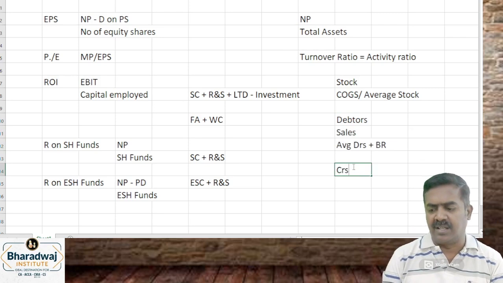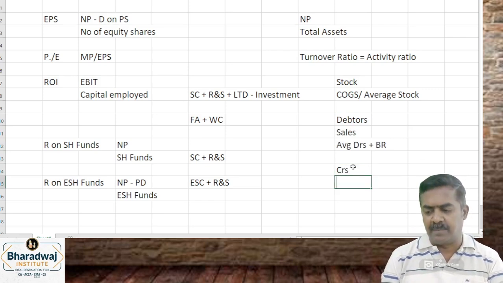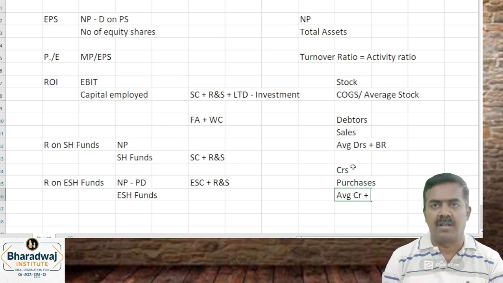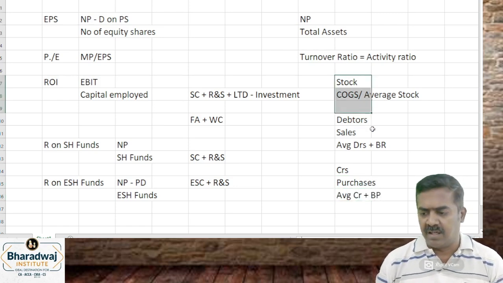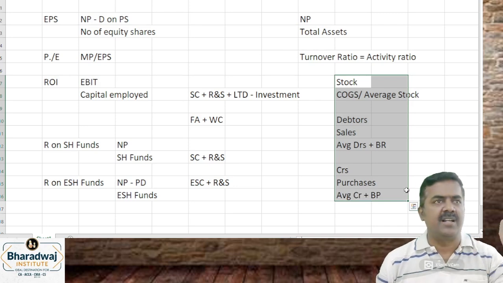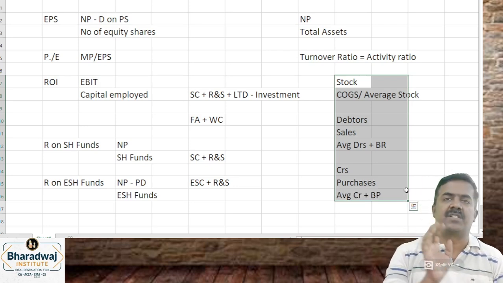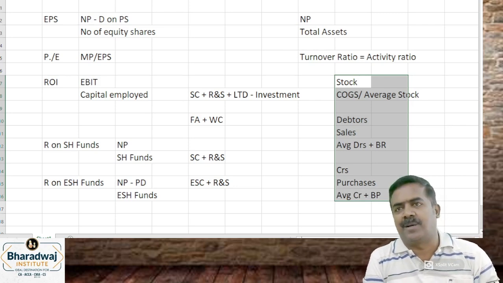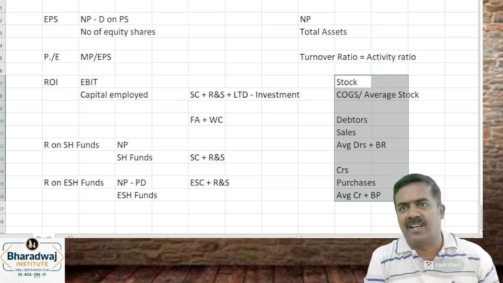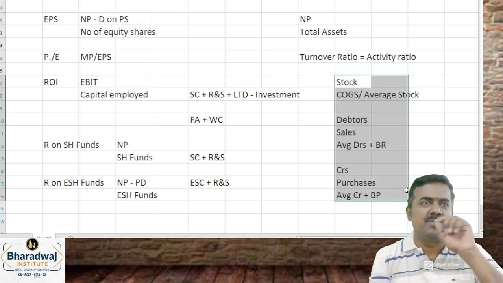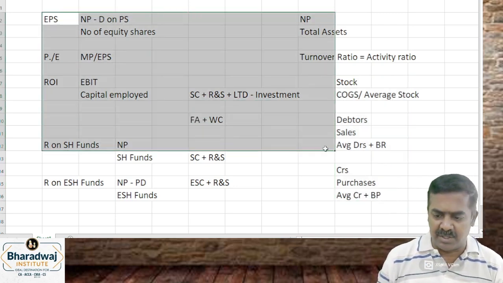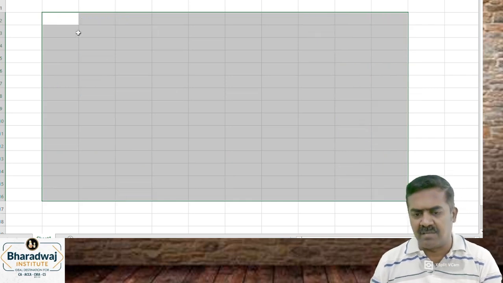How to work out creditors turnover? Net credit purchases, and if that is not available, purchases, divided by average of creditors plus bills payable. Then for any other turnover ratio, it is sales divided by the respective item. Fixed asset turnover ratio is sales by fixed asset. Working capital turnover ratio is sales by working capital. Total asset turnover ratio is sales by total assets. That is turnover ratios. Then we work out solvency ratio.